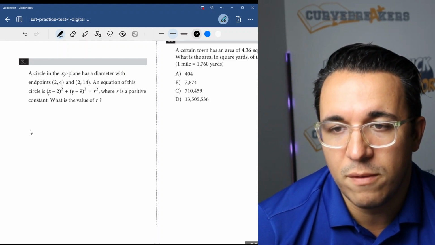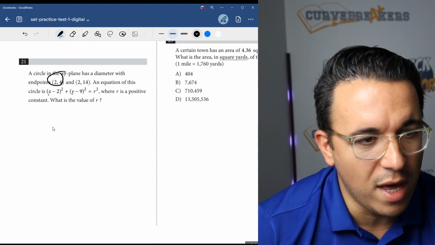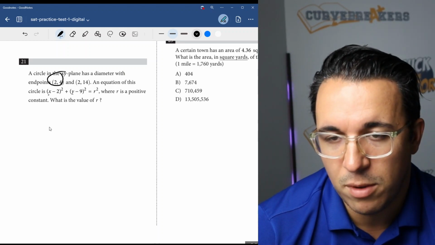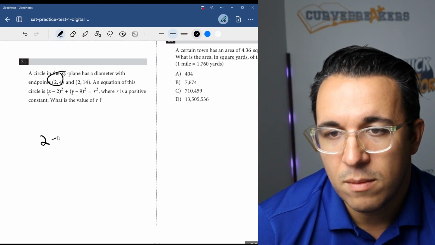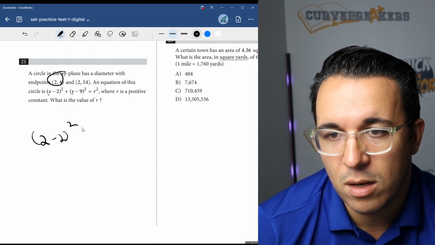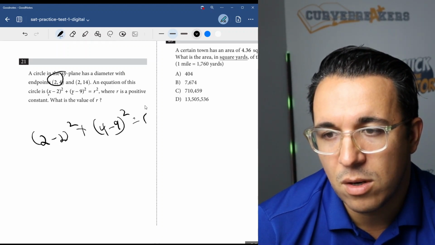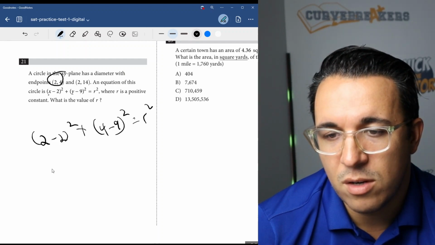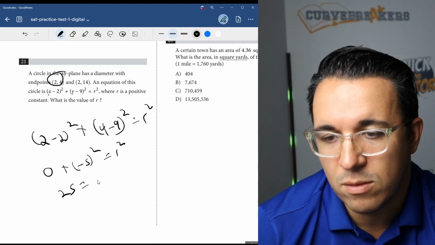So let's use 2 and 4. Let's use this point to plug in, right? Plugging in is a hugely important strategy on the digital SAT. You want to plug in whenever possible. So we're going to go 2 minus 2 squared plus 4 minus 9 squared equals r squared. So this is going to be 0 plus negative 5 squared equals r squared. So 25 equals r squared.